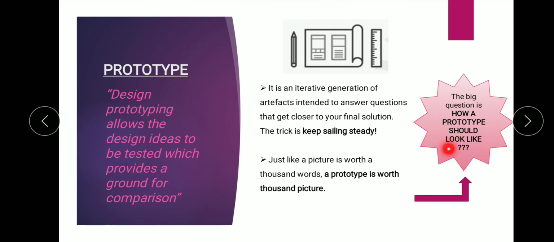So the question is how a prototype should look. It's an iterative generation of artifacts intended to answer long questions that get closer to your final solution. The trick is to keep sailing steady. Just like a picture is worth 1,000 words, a prototype is worth 1,000 pictures. Then imagine how much a prototype is worth.